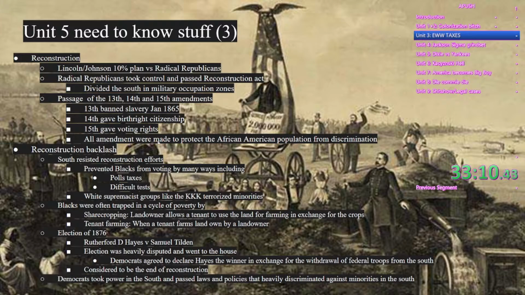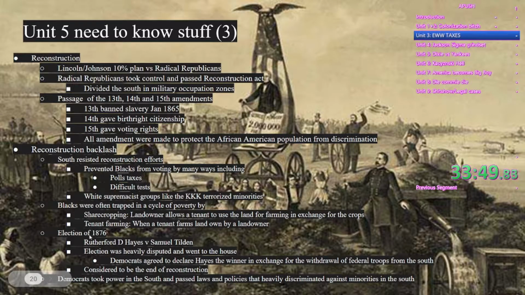I also forgot to mention, but you should also know the Freedmen's Bureau, which was designed to basically help former slaves in the South. However, the efforts of Reconstruction would be met with immense backlash in the South. The South passed many measures to resist Reconstruction efforts. These included poll tests and difficult tests to prevent black people from voting. White supremacist groups like the KKK terrorized black people in the South, and black people were often trapped in a cycle of poverty by sharecropping and tenant farming.